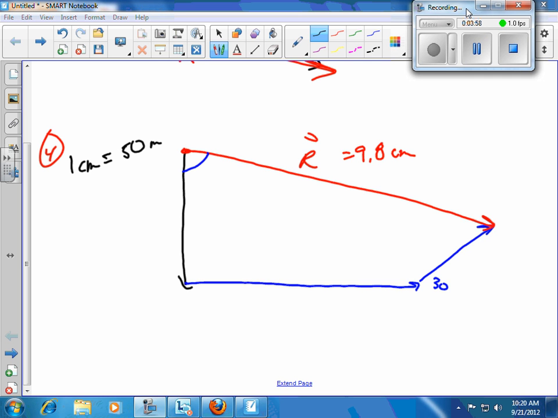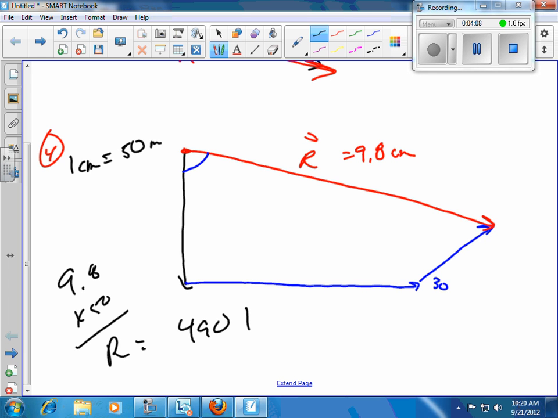All right, so 9.8. How do I get it to meters? I would times by 50, and I would get a resultant of 490 kilometers. I'm measuring this angle in here, and in that I get south 72 east. You're right, I've got kilometers on mine, but you're right. I probably made that mistake many years in a row.